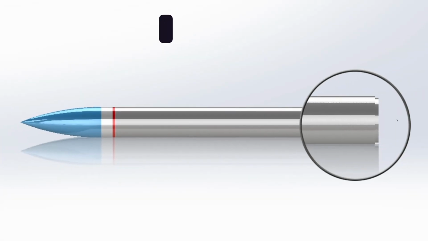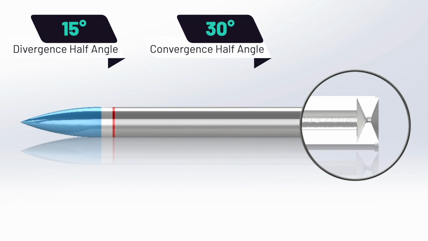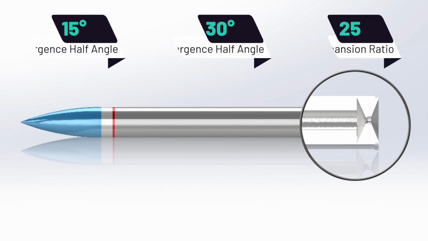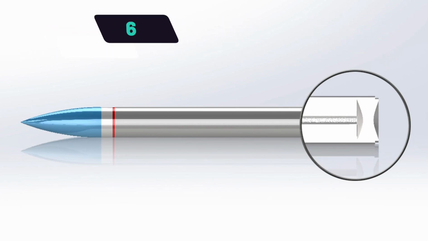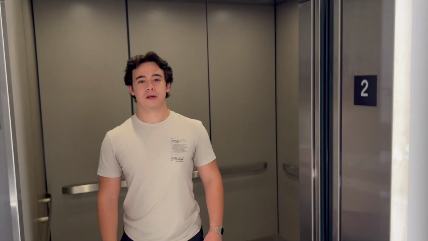The divergence half angle is 15 degrees, the convergence half angle is 30 degrees, and this nozzle has an expansion ratio of 25. These motors have 6 grains. Each grain has a length of 9 inches with a 2-inch diameter core. The PADAR is the future of radar UAS. Turn and burn.